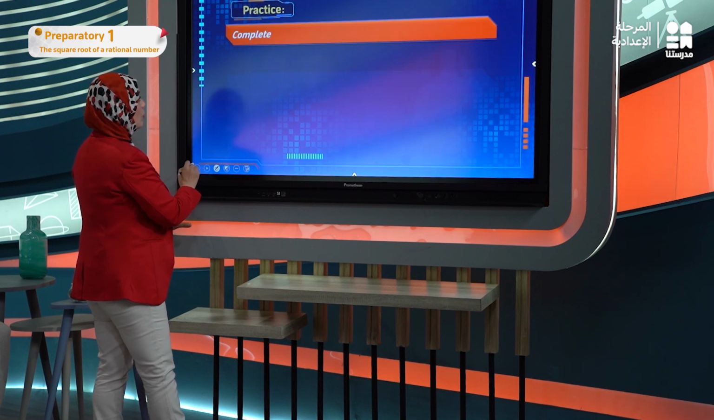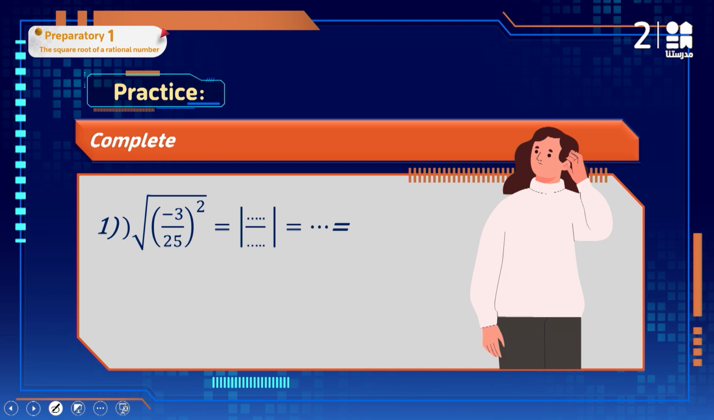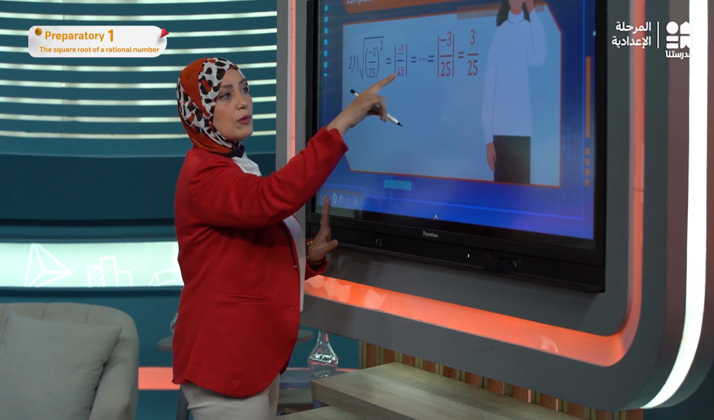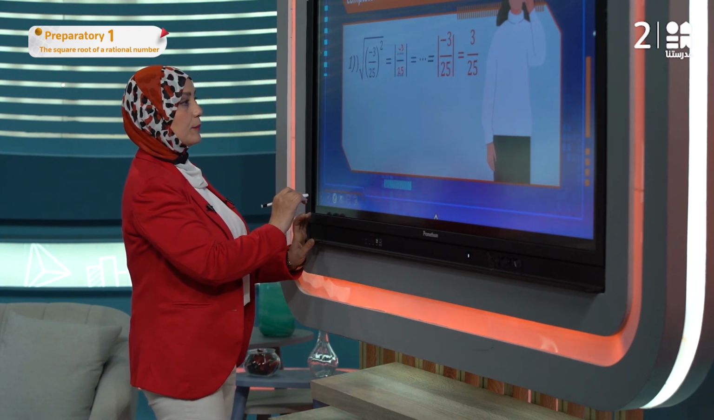Then complete the square root of negative 3 over 25 all to the power of 2. So we have missing numbers. So we are going to complete them here. The first one, we are going to write the absolute value of negative 3 over 25 and then get it out from the absolute value, so it becomes 3 over 25.